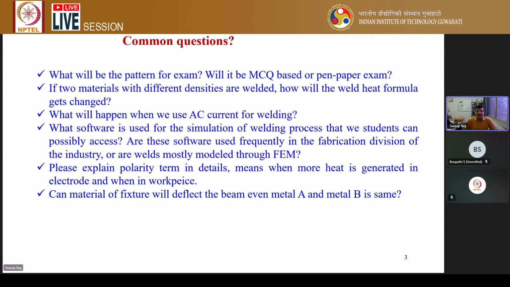Next, maybe at some point these particular queries may be raised. If two materials with different densities are welded, how will the weld heat formula change? Definitely, if the two materials have different densities, or other properties that are also different, the usual procedure is that you take the average values of these two materials, and then use this average value to perform the calculation.